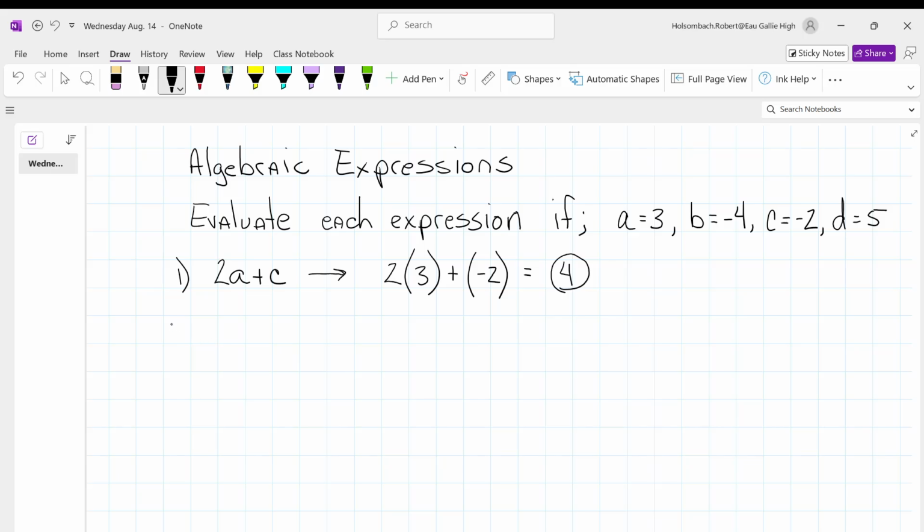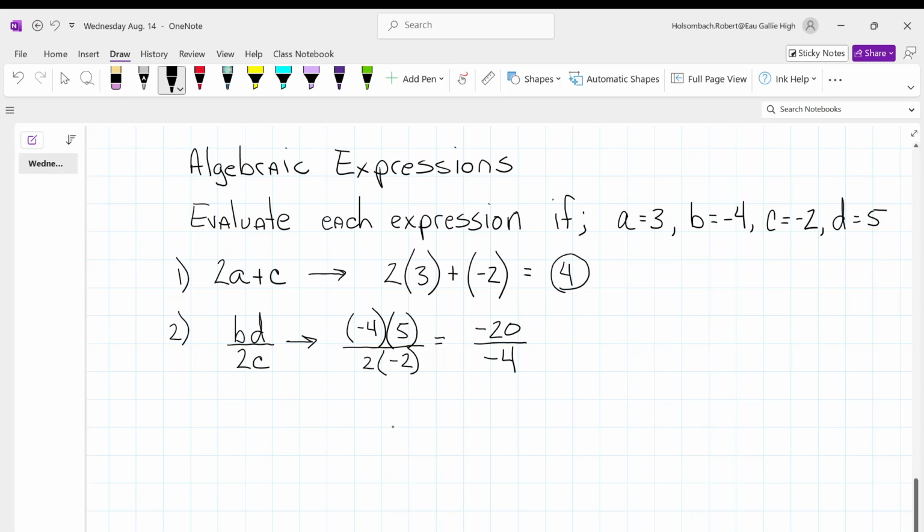All right, our next example. We got BD divided by 2C. When we rewrite that, our B is equal to negative 4, and our D is equal to 5, and we're going to divide that by 2 times negative 2. When you've got a fraction like this, we're going to do everything in the numerator and denominator first. So in the numerator, negative 4 times 5 is negative 20. And in the denominator, 2 times negative 2 is negative 4. And then we're going to divide. Negative 20 divided by negative 4, that's positive 5.